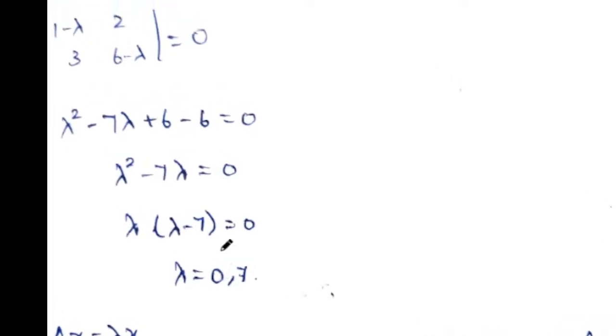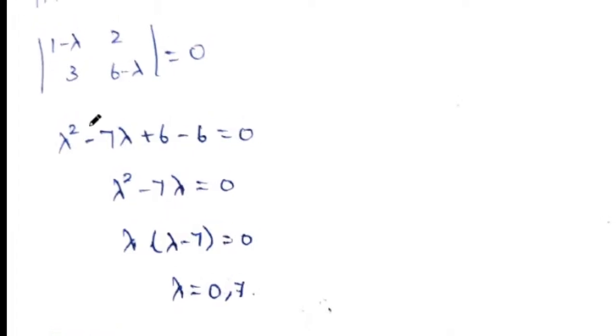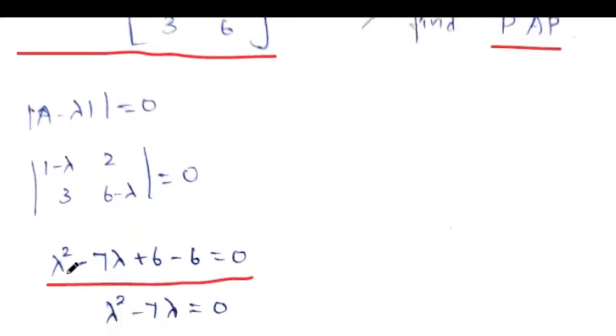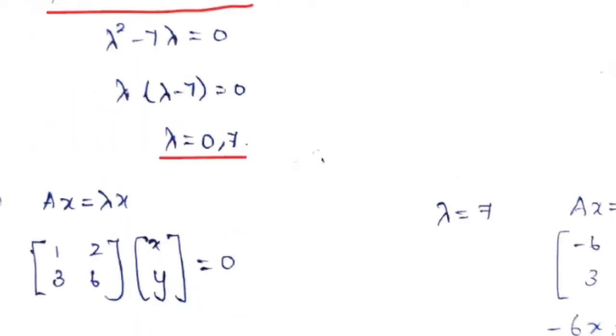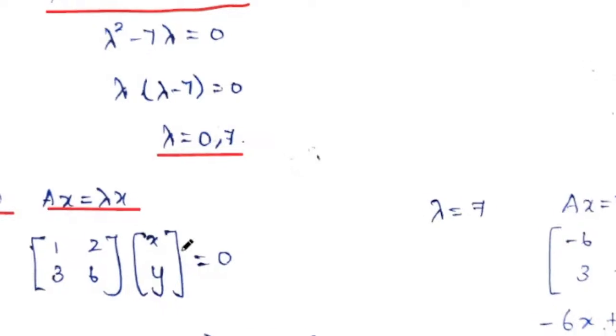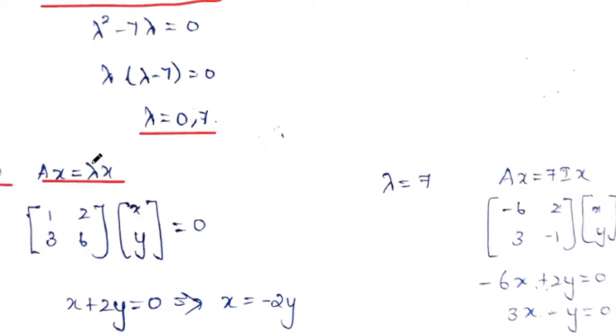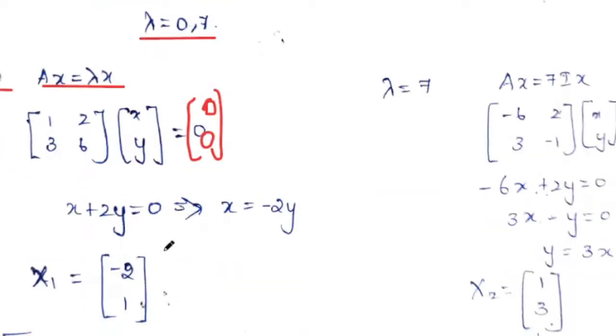First of all, we find the eigenvalues. The determinant of A minus lambda I is equal to 0, so lambda square minus 7 lambda plus 6 minus 6 is equal to 0. That is, lambda is equal to 0, 7. For lambda equal to 0, we find the eigenvector, Ax equal to lambda x. Substituting lambda equal to 0, we get Ax equal to 0, that is, [1, 2; 3, 6] times [x, y] equals [0, 0]. Here x plus 2y is equal to 0, which implies x equals minus 2y. Taking y equal to 1, x will be minus 2.